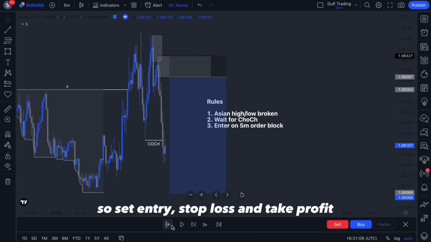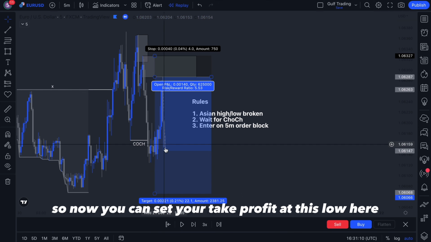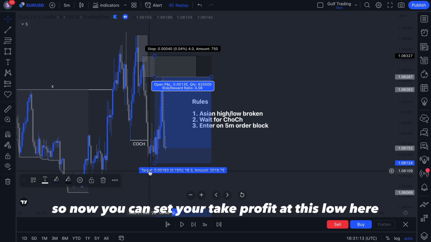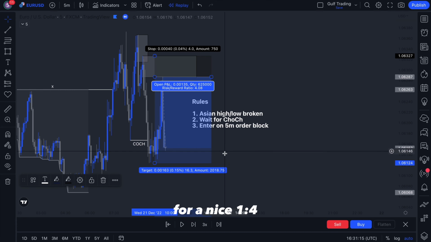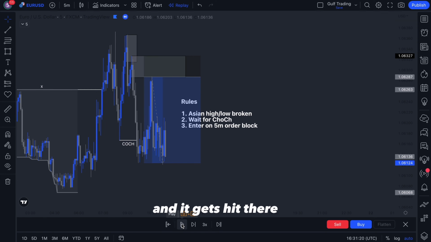So your entry, stop loss and take profit. Wait for it to get tagged in if it wants to come back. And it does. So now you can set your take profit at this low here for a nice 1 to 4. And it gets hit there.